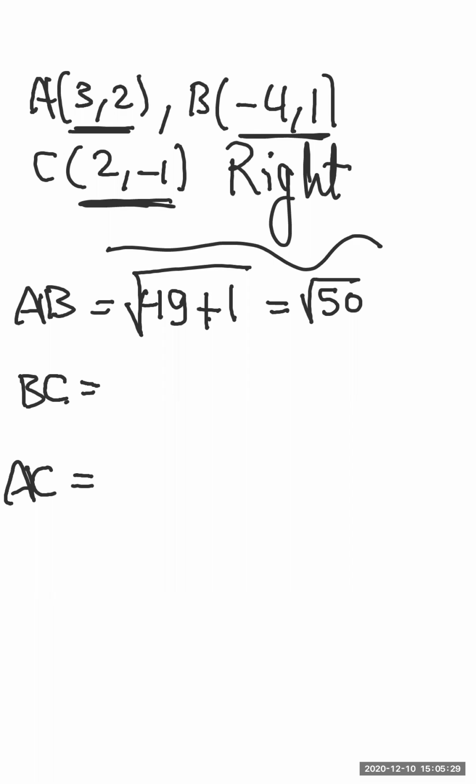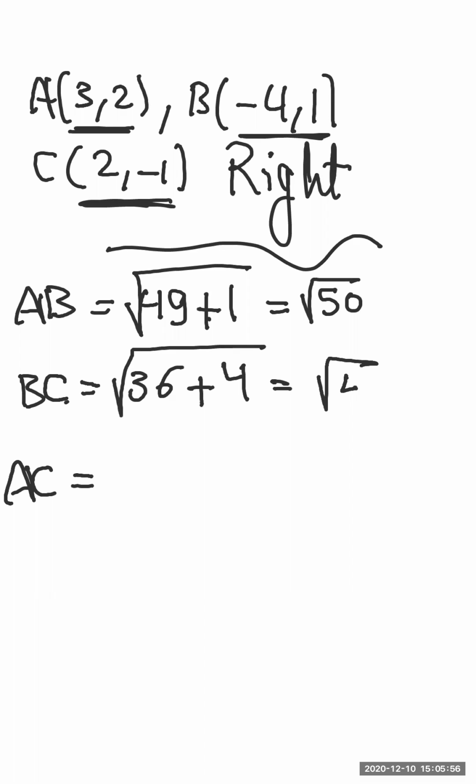Sorry, 2 minus -4. So 2 plus 4, I mean, so 6. 6 squared, 36. Plus -1 minus 1, so -2 squared. -2 squared means 4. So the square root of 36 plus 4, which is equal to the square root of 40.